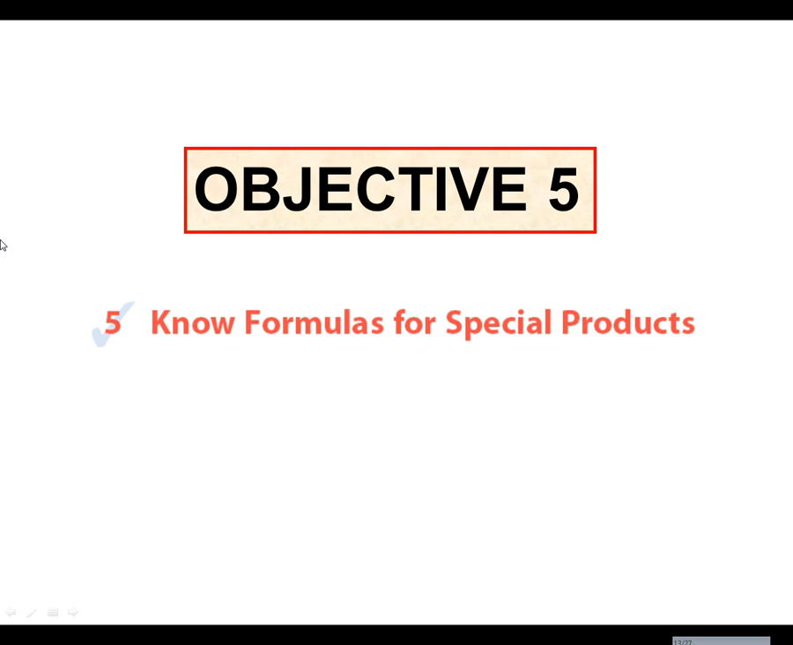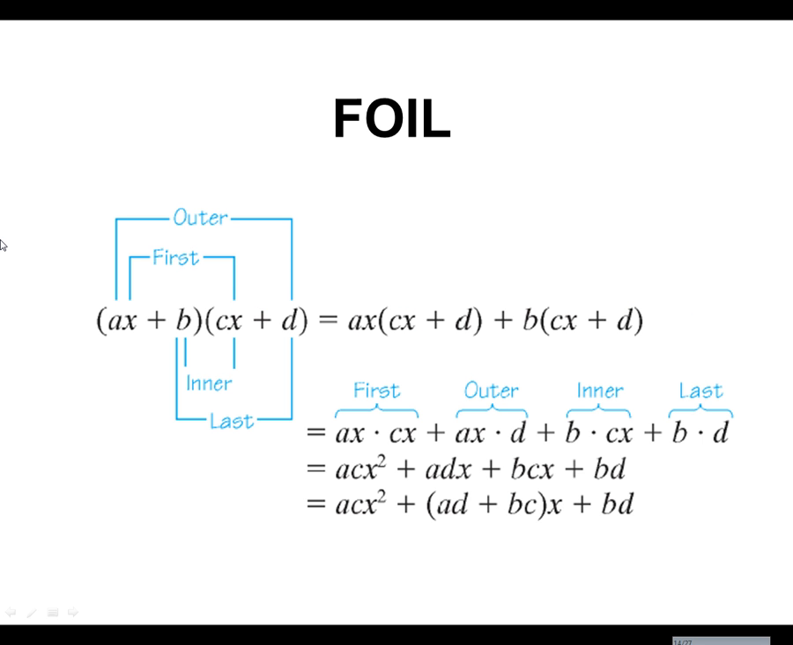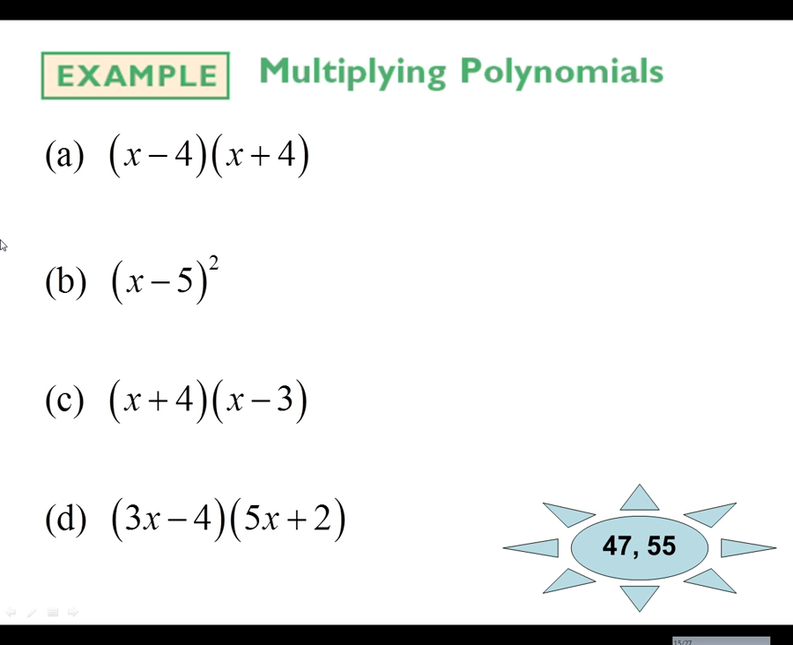All right, so we have some special products here, and we do FOIL. We know that one. So if it's two binomials, we can do the foiling, and you guys know how to do that. So a couple examples here: x squared, and this is going to be minus 4x plus 4x minus 16. So this is a special formula. It gets us x squared minus 16.